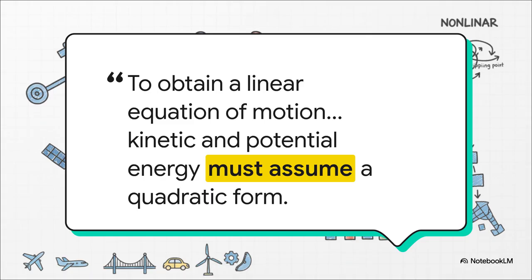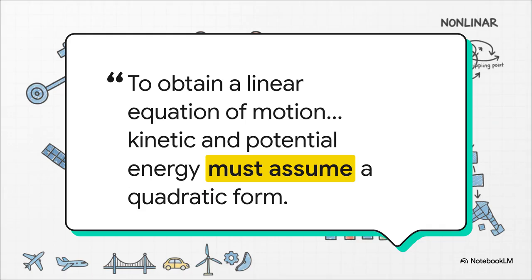This quote from our source material here actually reveals a hidden rule. It says that for a system's motion to be simple and predictable, its energy has to behave in a very specific, orderly way, what mathematicians call a quadratic form. The best way to picture it is like a perfect, smooth, predictable curve.